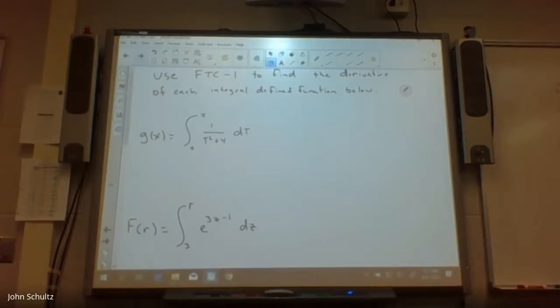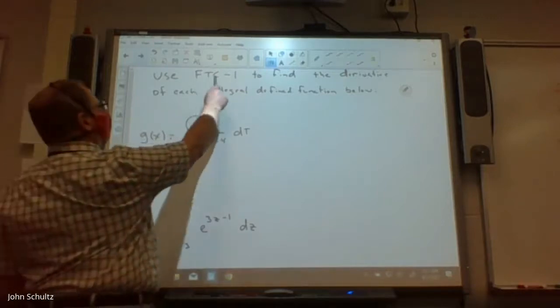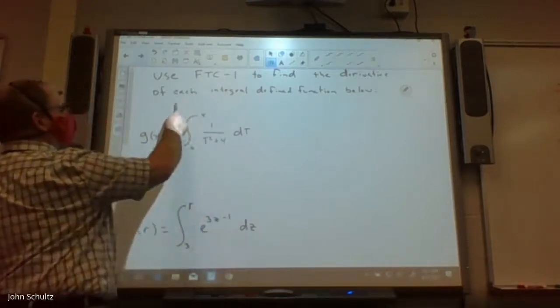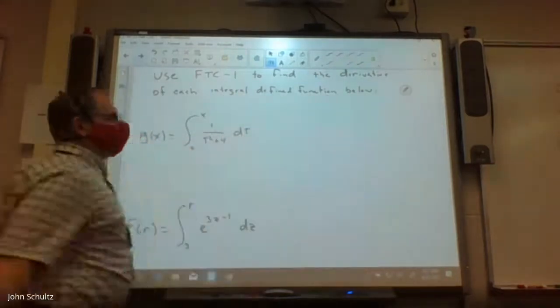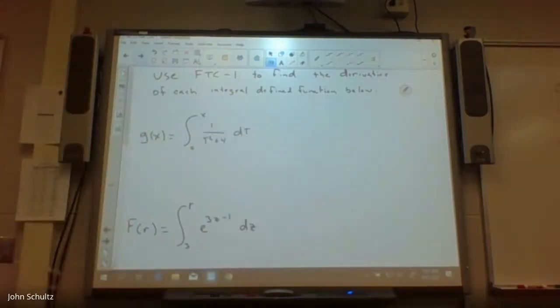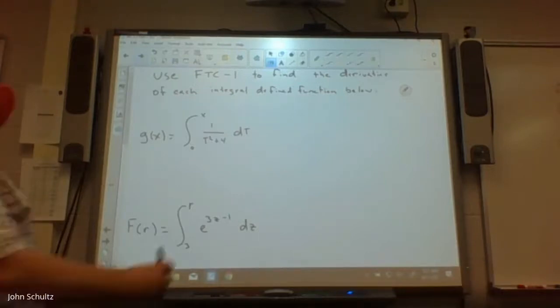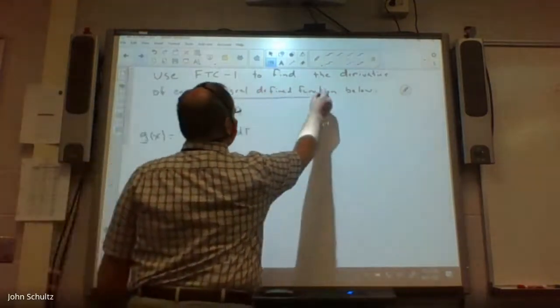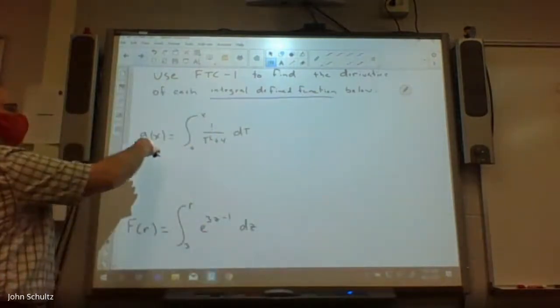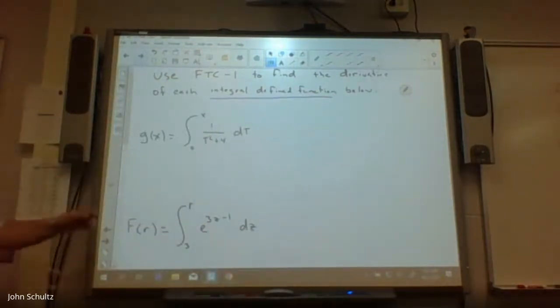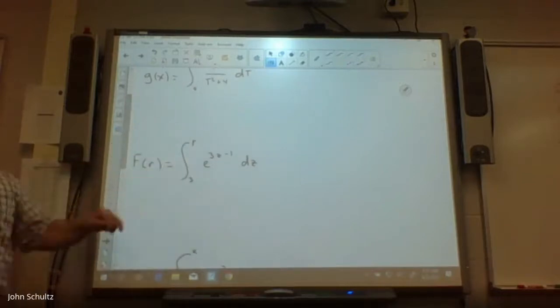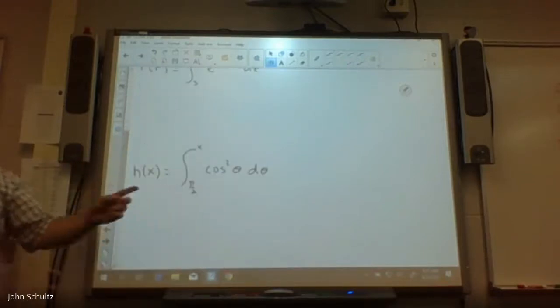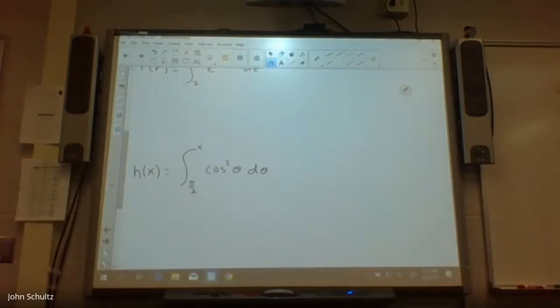You're going to find problems. I think this starts with maybe number 9, maybe number 7-ish in that assignment, right? So very early on, they're going to say, okay, use the fundamental theorem of calculus part 1 to find the derivative of each integral defined function below. A lot going on there, right? But first of all, do you believe that each one of these is an integral defined function? Is g of x defined as an integral? Is f of r? Is h of x? Yes, they are integral defined functions, right?